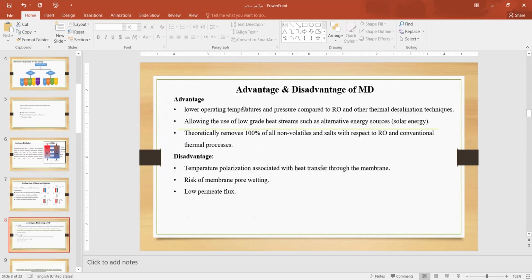Advantages and disadvantages of membrane distillation. The advantage is that it operates at low temperature, below the boiling point, and low pressure compared to reverse osmosis and other thermal desalination techniques, allowing the use of low-grade heat streams such as alternative and solar energy. Theoretically, it removes 100% of all non-volatile materials and salt, with respect to reverse osmosis and conventional thermal processes. Disadvantages of membrane distillation: temperature polarization, risk of membrane pore wetting, and low permeate flux.